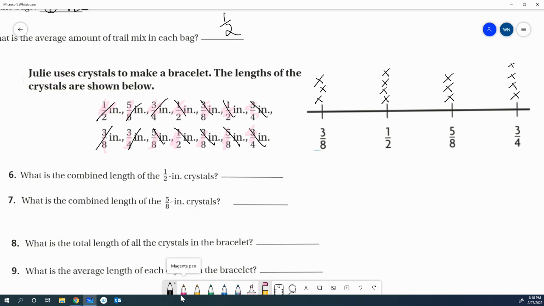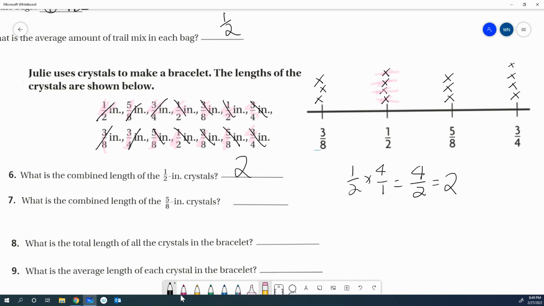All right, so how you should have solved this. You should have noticed that there were 1, 2, 3, 4 of the 1/2 inch crystals. So we could say 1/2 times 4/1 would give me 4/2. And we know that simplifies to 2. I also could count it by 1/2. So I could have said 1/2, 1 whole, 1.5, 2.